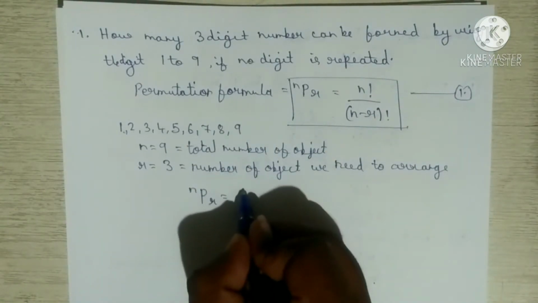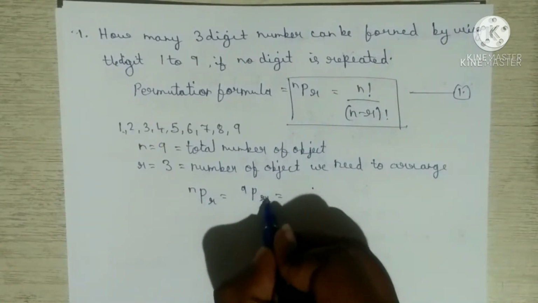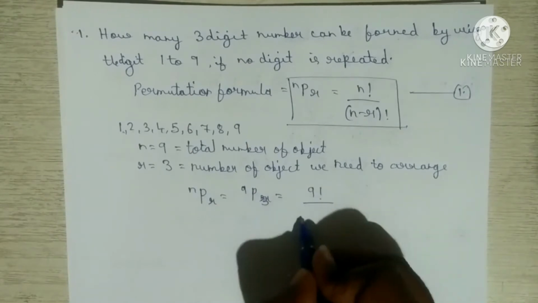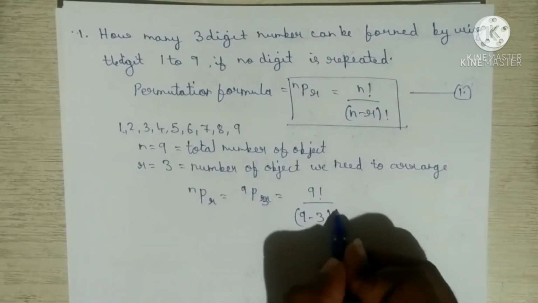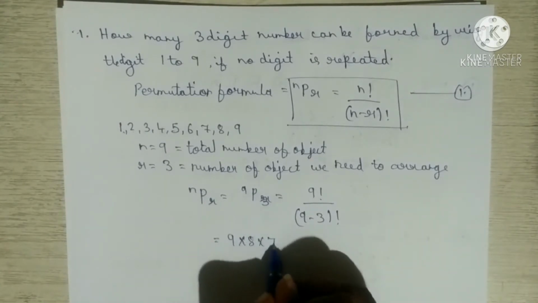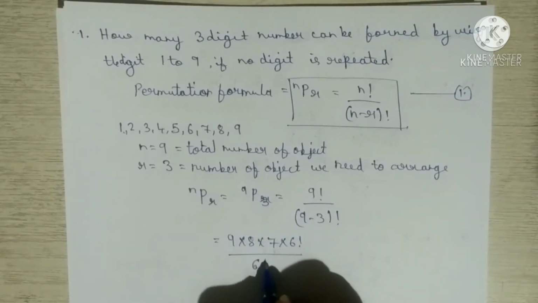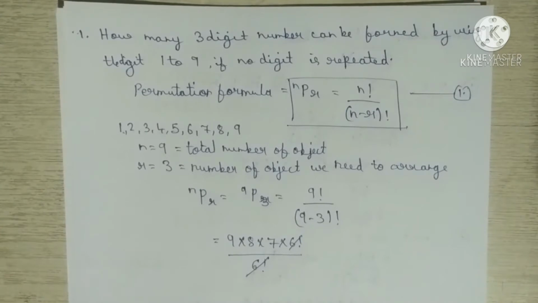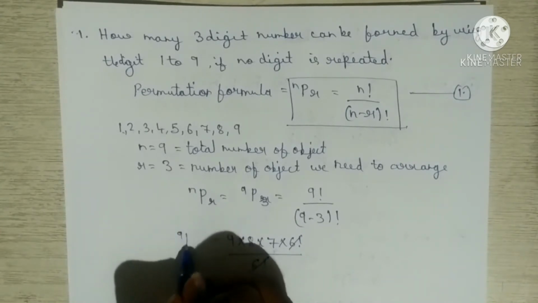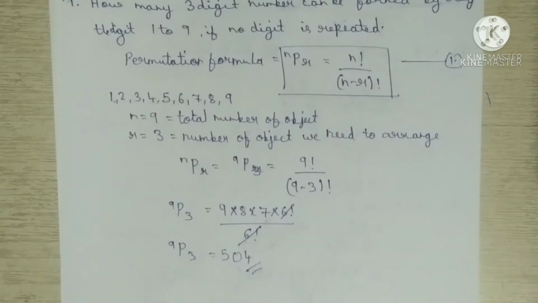nPr is nothing but 9Pr. Substituting in the formula, 9P3 is 9 factorial by (9 minus 3) factorial. Here you'll get 9 into 8 into 7 into 6 factorial over 6 factorial, since 9 minus 3 is 6 factorial. The 6 factorials cancel. So 9P3 is nothing but 504.